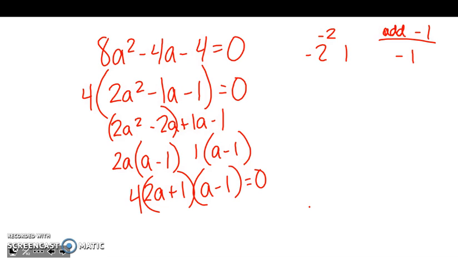Now, if this was our answer last week, we would have this 4 pulled out in front. When you solve for the solutions, you're going to ignore the 4. So you're still only going to solve the 2a plus 1 equals 0 and a minus 1 equals 0. That 4 doesn't do anything for our solutions. We don't need that in there. So you would get negative 1/2 equals a and positive 1.